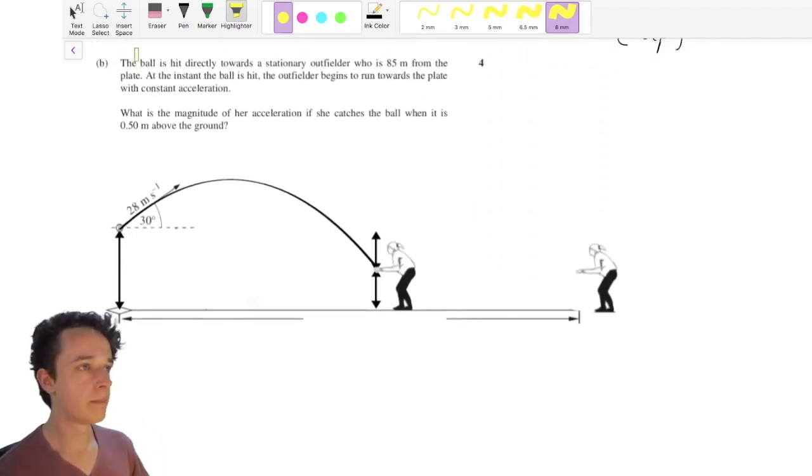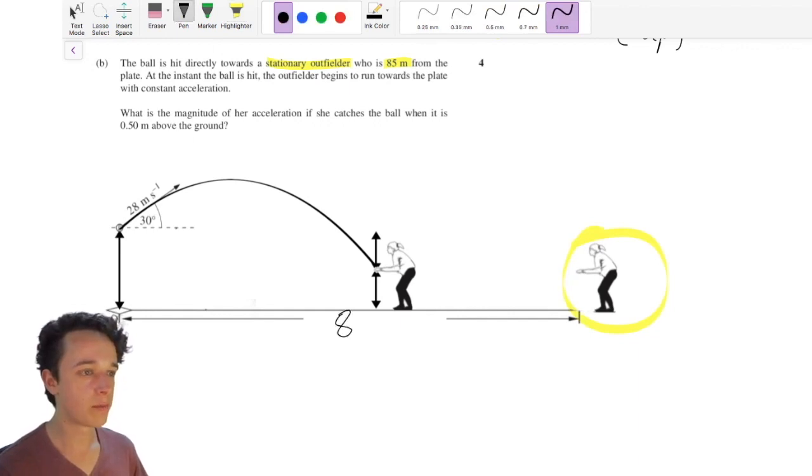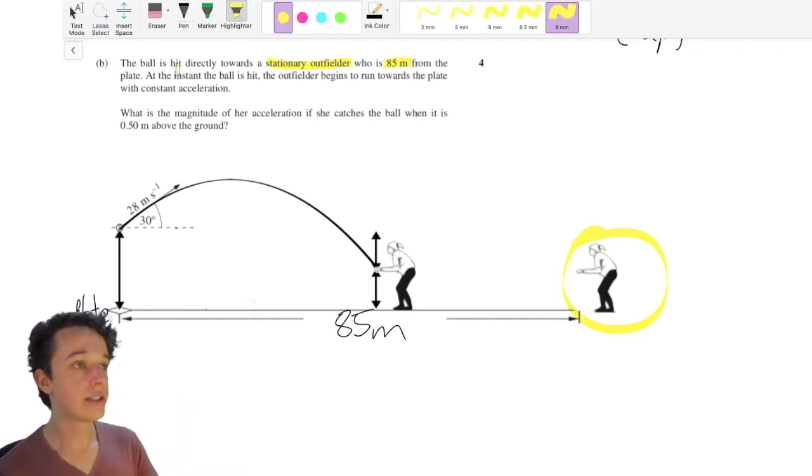Part B, the ball is hit directly towards a stationary outfielder who is 85 meters away from the plate. Okay, so this is the stationary outfielder. This is her initial position. And initially she's 85 meters horizontally away from this plate here, this diamond plate thing here.